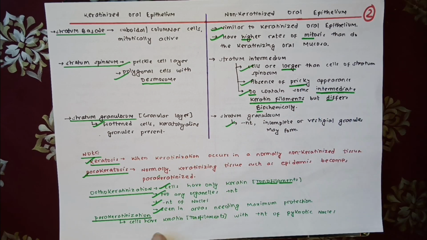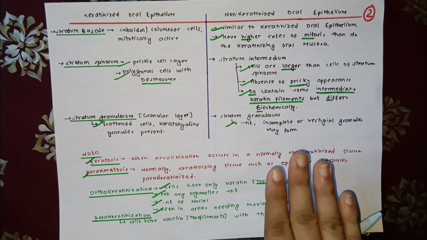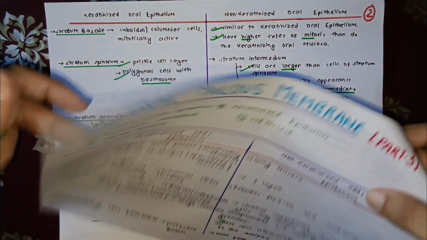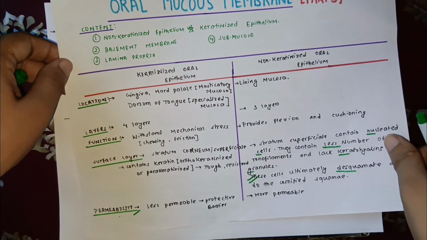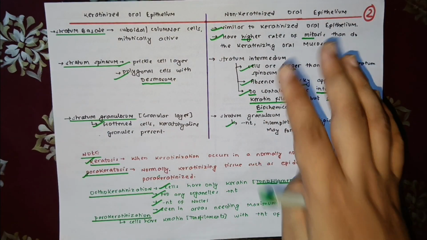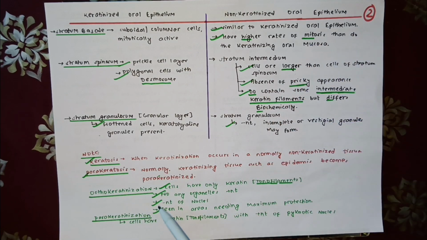It is seen in maximum protection areas like the gingiva and hard palate, as I have discussed here in this paper. Those places are masticatory mucosa and require larger forces, so we require tissue that can resist larger forces; that is why there is orthokeratinization.